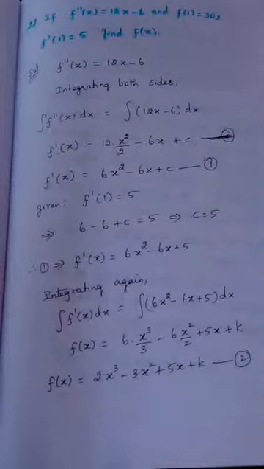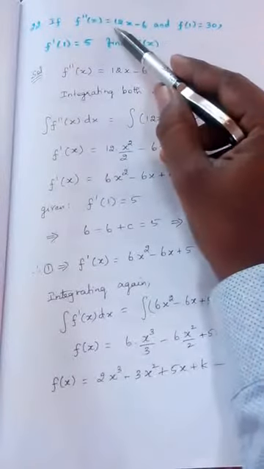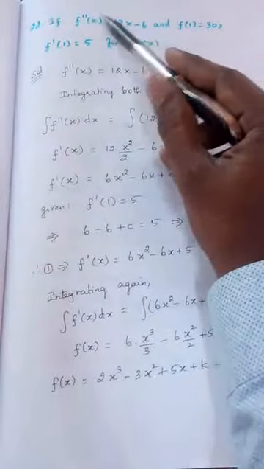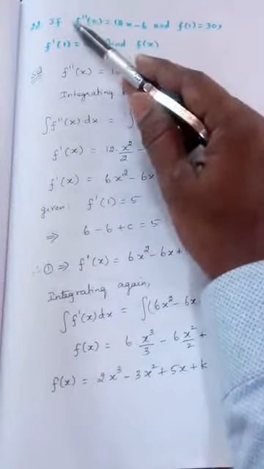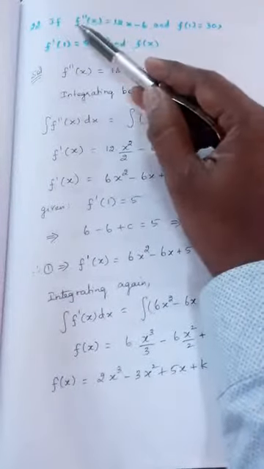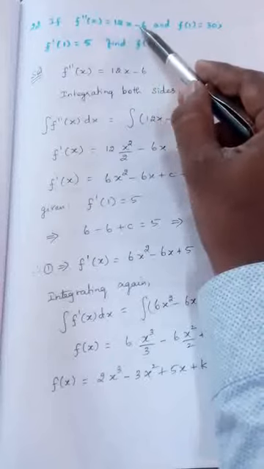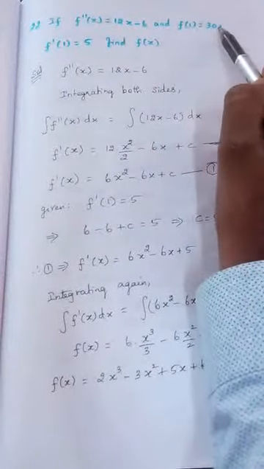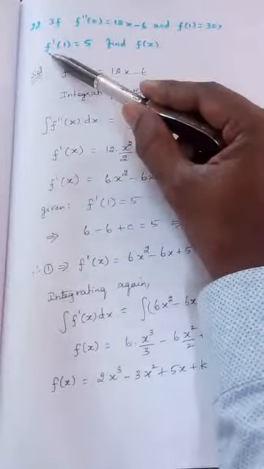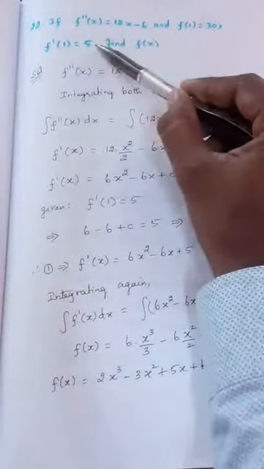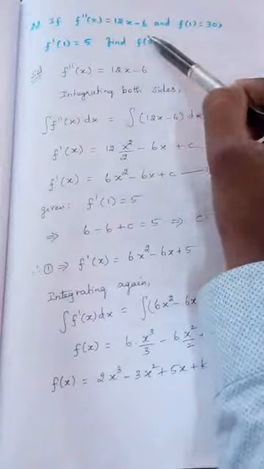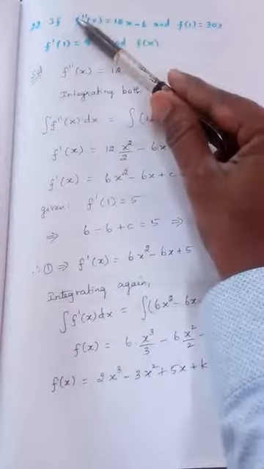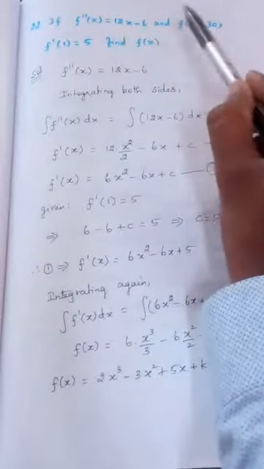Question number 22. If f double dash of x is equal to 12x minus 6, f double dash means the second derivative, that is, differentiating two times. And the condition f of 1 is given, the value is 30. Another condition is given, f dash of 1 is 5. Find f of x.